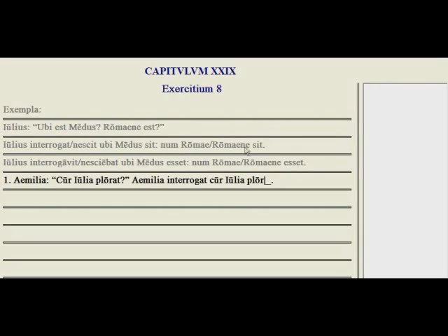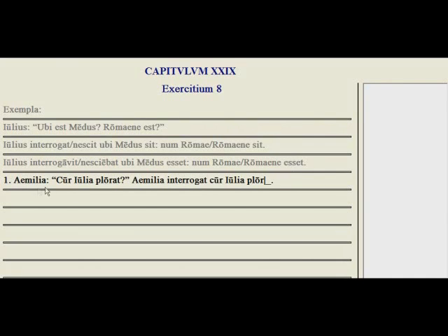Num Romae sit, whether he's in Rome or if he is in Rome. Julius asked or didn't know where Medus was. So here we have the imperfect subjunctive. Here we have present question, present subjunctive, past question, past subjunctive. And again, imperfect subjunctive here.